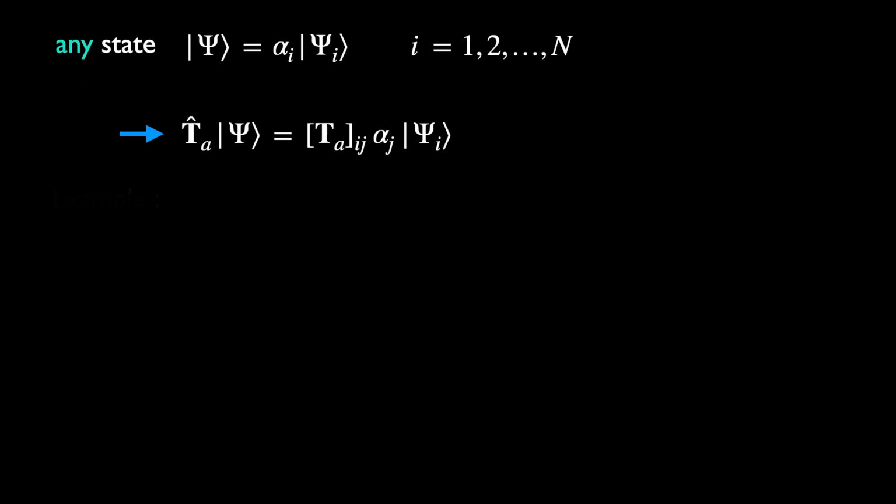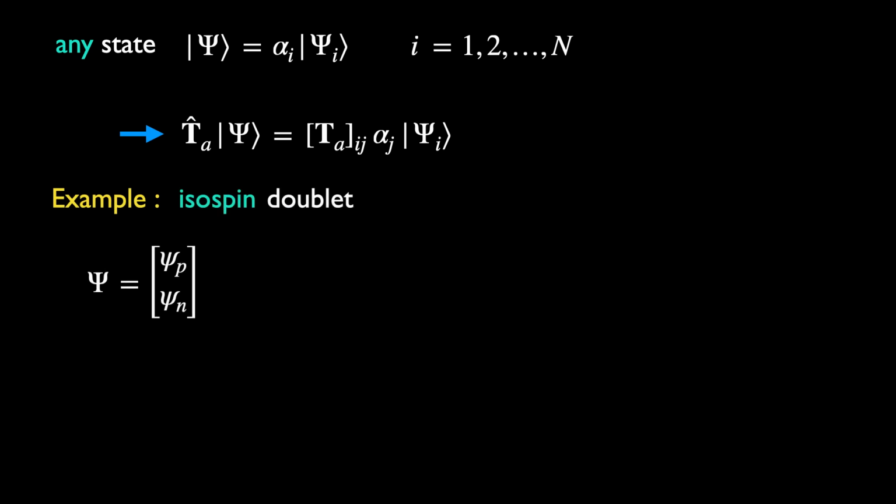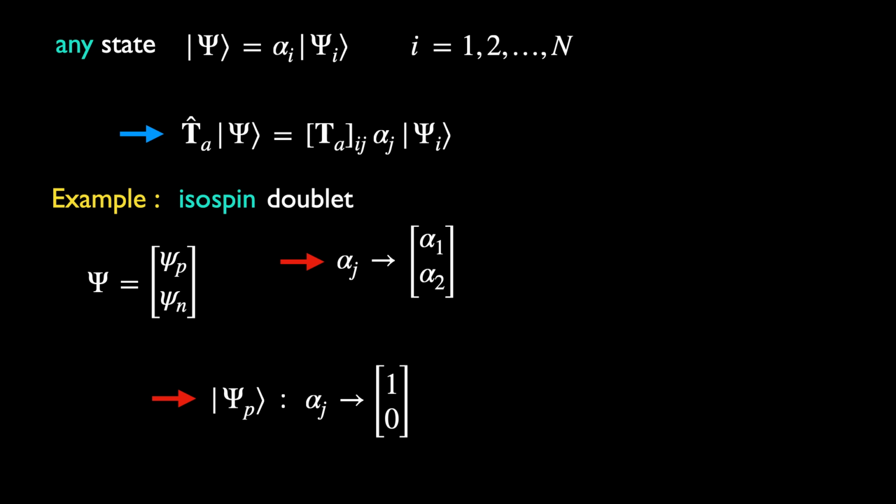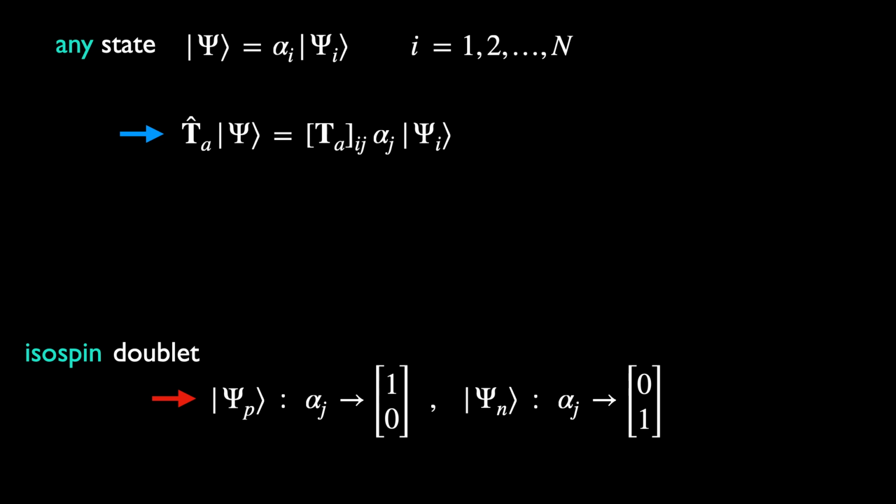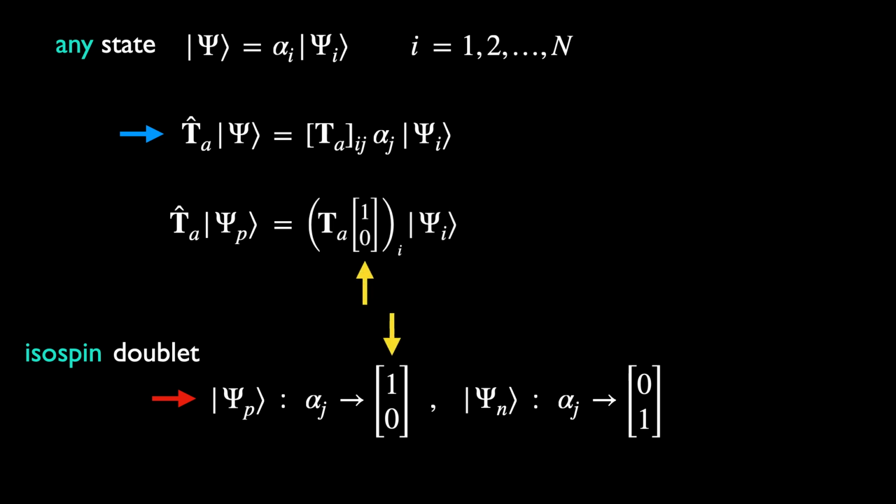For an explicit example of its application, let's look at the isospin doublet. The amplitudes alphas now form a two-component column. The proton state then corresponds to the column with the upper entry, and the neutron state the lower entry. With this information, we can easily calculate the action of a generator on a proton state by substituting the proton column into our formula.